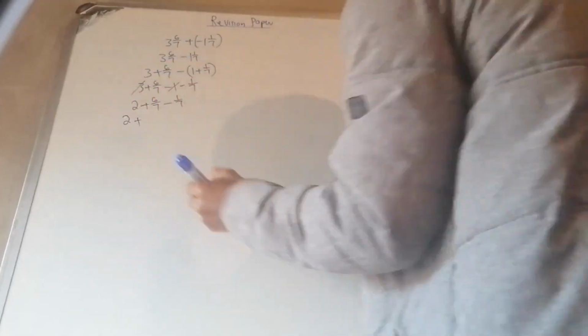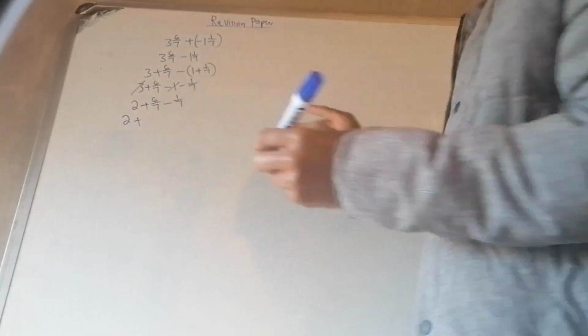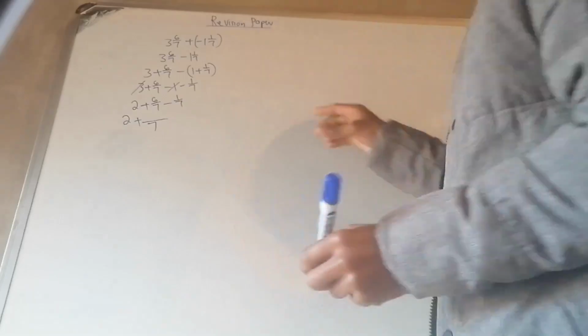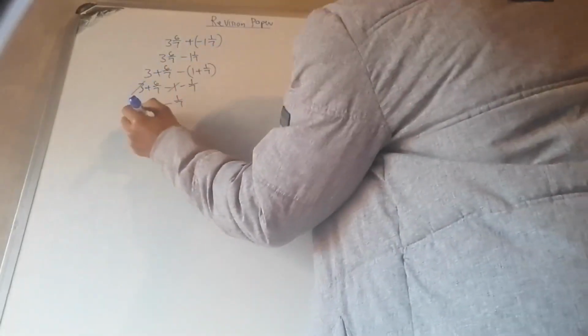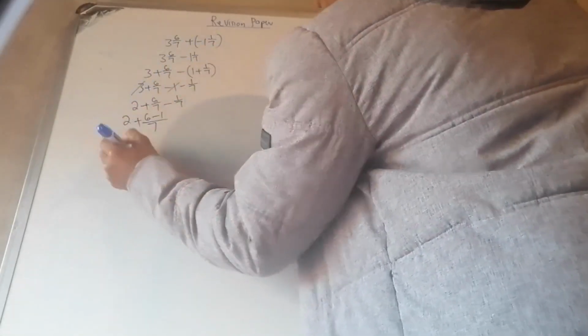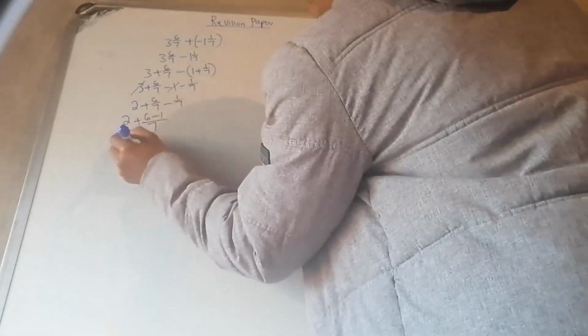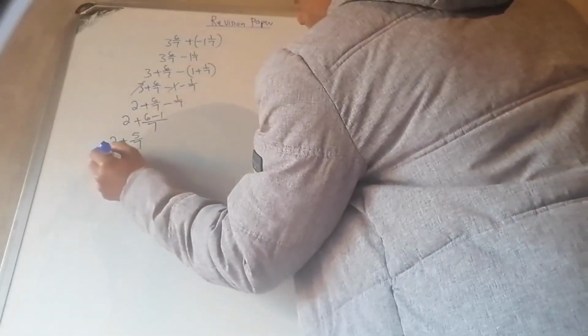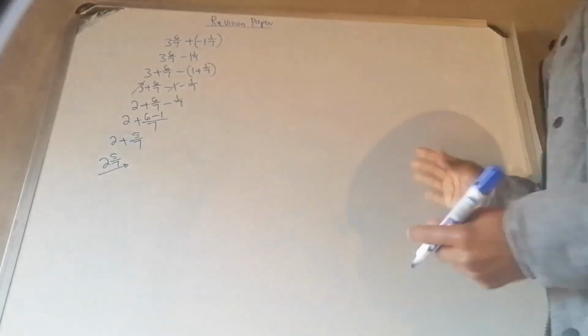So I have 2 plus 6/7 minus 1/7. The denominator is the same, 7, so I get 6 minus 1, which is 2 plus 5/7, the same as 2 and 5/7.